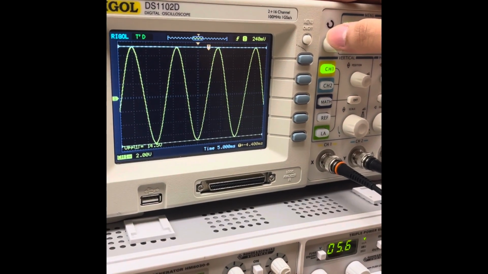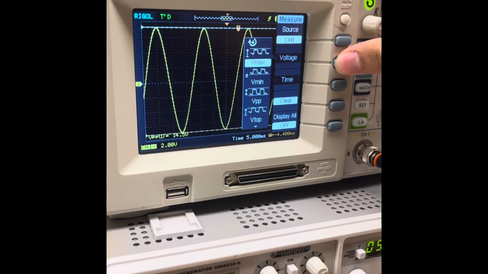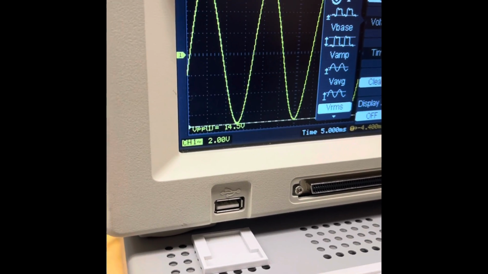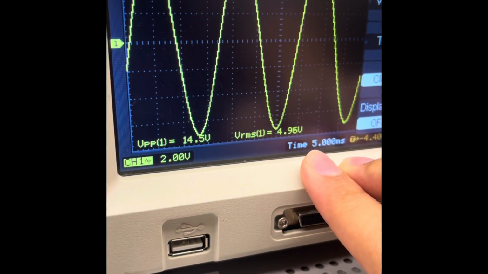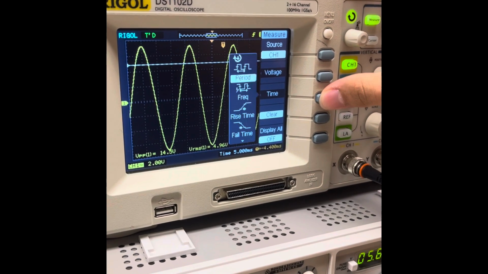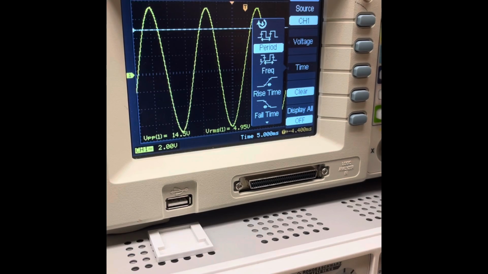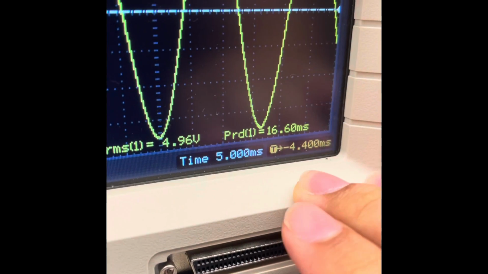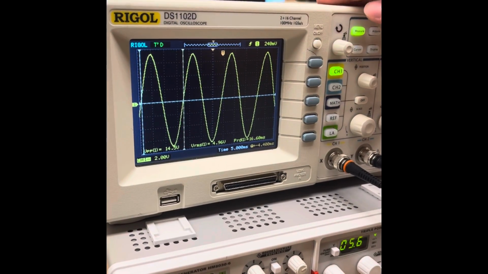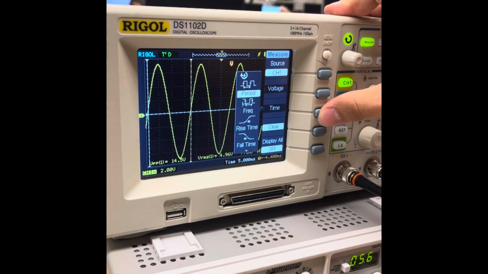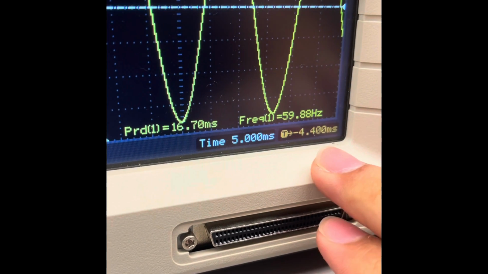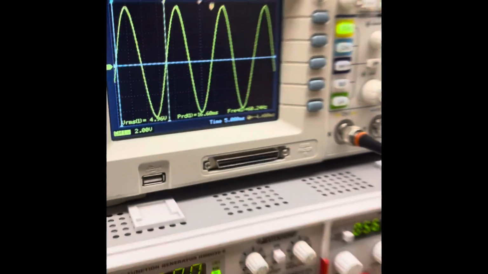The second measurement is VRMS. So you select measurements again, voltage, find the VRMS. Select, and then you have the VRMS measurement 4.95 volts. The next measurement is the time of period. You select time, find the period of time, select, and then you have the period of time is 60.6080 milliseconds. The next thing you need to find, select measurements again. Time is the frequency. Find the frequency, select, and then you have the frequency is 60.24 hertz. Right.